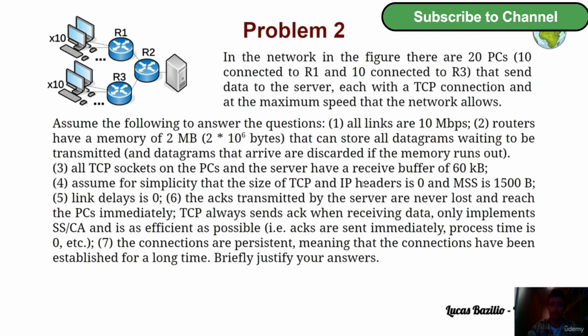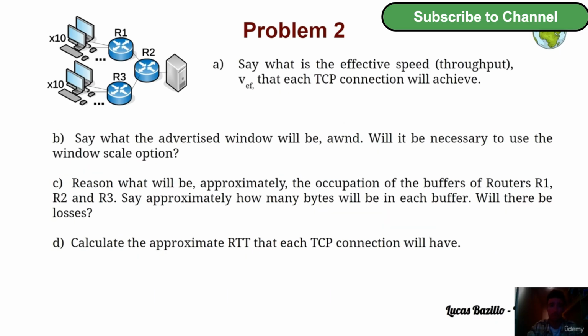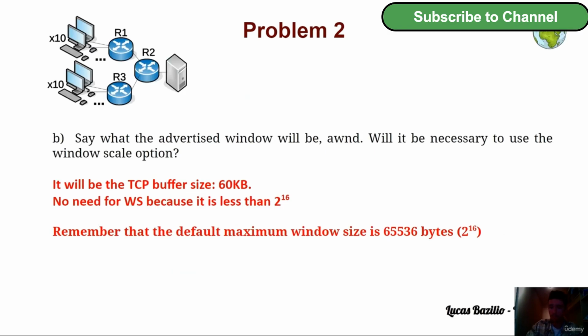Now, to the other question: will it be necessary to use the Windows scale option? First of all, remember that Windows scaling is a mechanism that allows for the expansion of the TCP receive window size beyond its default maximum value. To reason whether we need to use it or not, we only need to remember that the default maximum window size is 2 raised to 16 bytes, so 65,536 bytes. This is the maximum default window size.